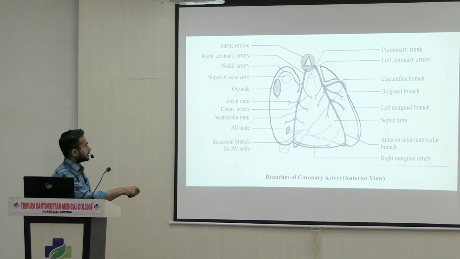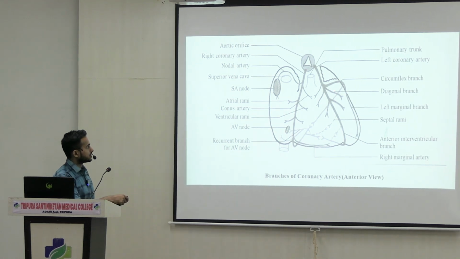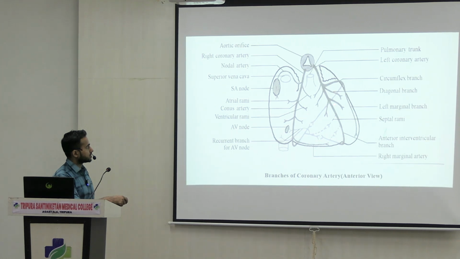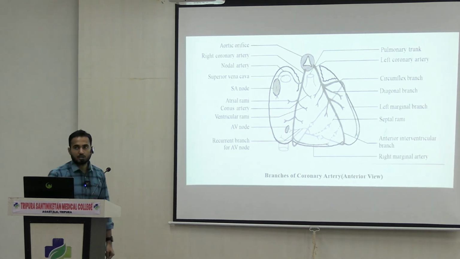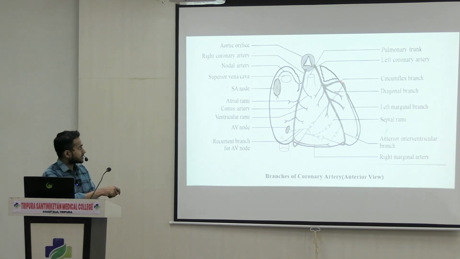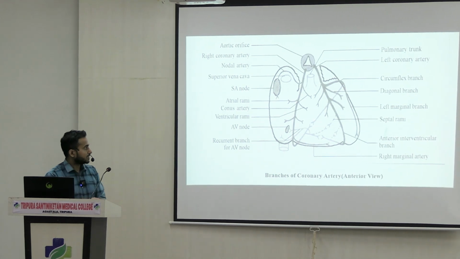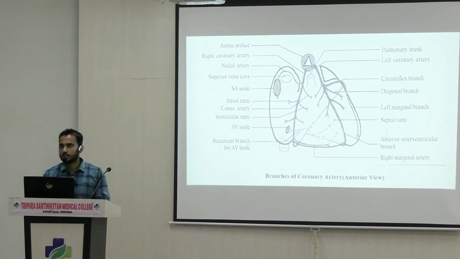So here you can see the ventricular rami. Here you can see the diagonal branch, the branches which are coming out from the LAD, left anterior descending. After that you can see the LCX, the circumflex branch, and from the circumflex branch also you can see the various branches which are coming out.